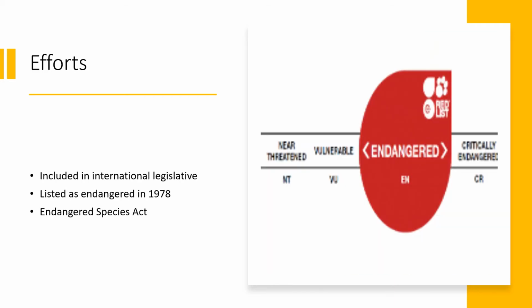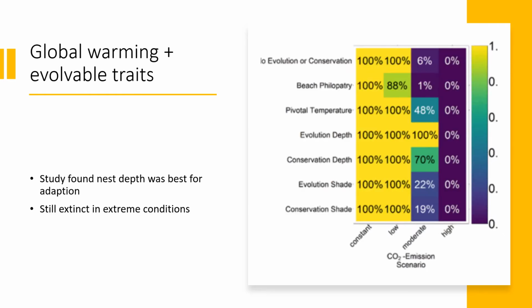Efforts for recovery of the green turtle include that it is involved in international legislation, and it has been listed as an endangered species on the IUCN's Red List, which also means that it is protected under the Endangered Species Act. One study performed was looking at the evolvable traits that turtles could have based on global warming, and what the study found was that the nest site would be the best chance for adaptation and survival rates for the turtle. However, you can still see in the chart here that in extreme conditions, the turtle still did die off.